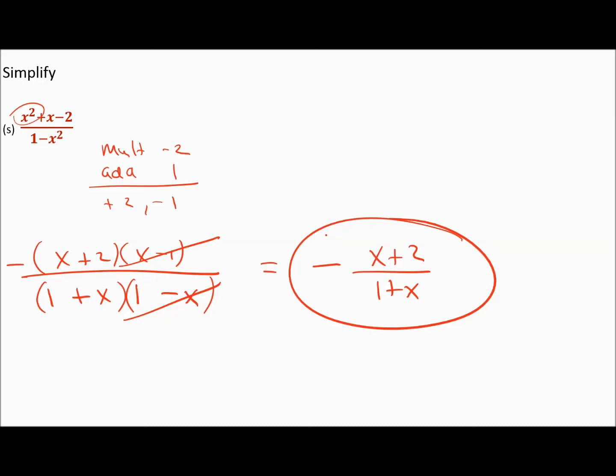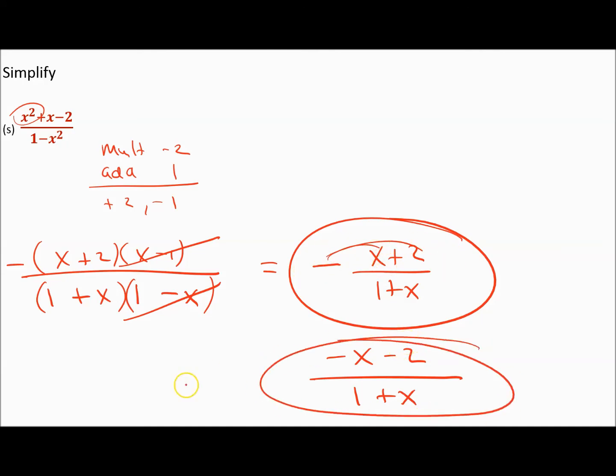Just like that. Now, if you felt like you needed to do something with the negative, you could distribute it in the numerator. That will give you negative x minus 2 over 1 plus x. Notice it doesn't go in the top and the bottom. That would be wrong. That would be like a negative over a negative, which is actually a positive. It only goes just in the numerator. And so either of these are correct answers. I hope this helps.